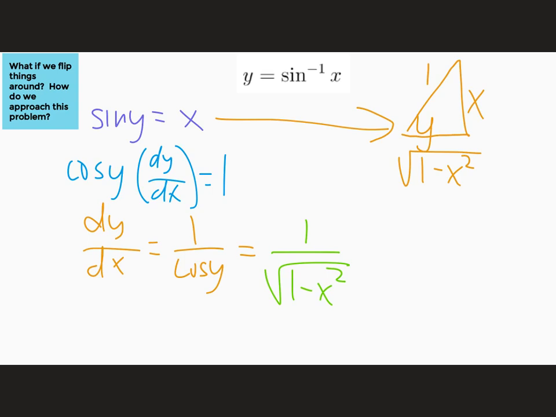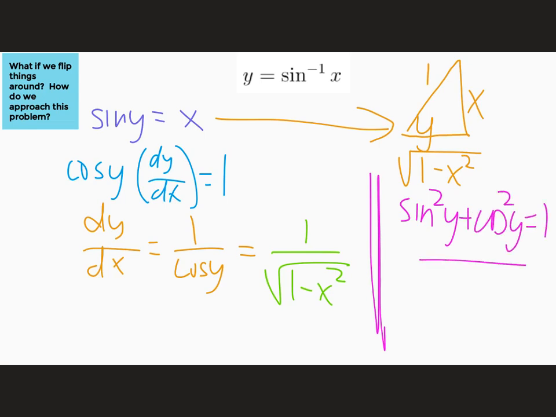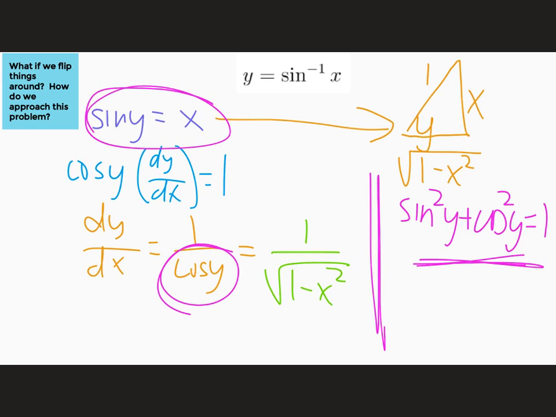I said there were two ways. There's another way. Harken back to your pre-calc. There's one trig identity that you definitely should know: sine squared plus cosine squared is 1. Use that trig identity to figure out what this is, recognizing that sine of y is equal to x.